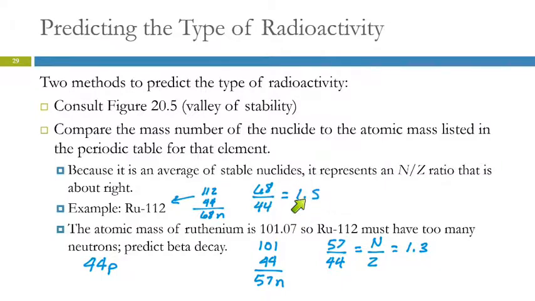So this N to Z ratio is higher than this one. This one just gives us a guess at what would be stable for this element. And so we can predict that this is going to undergo some sort of decay that's going to cause the N to Z ratio to become closer to 1.3. In order to do that, you have to either lose neutrons or gain protons or do both, and beta decay will do that.